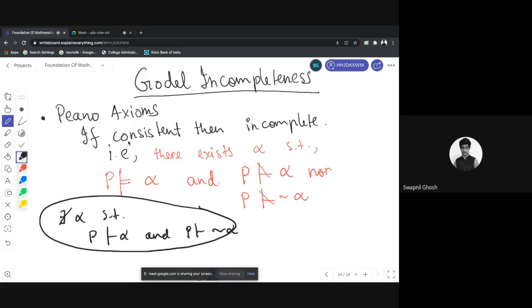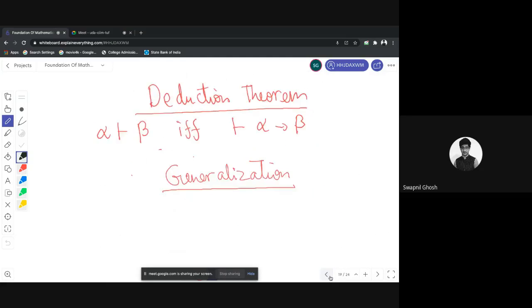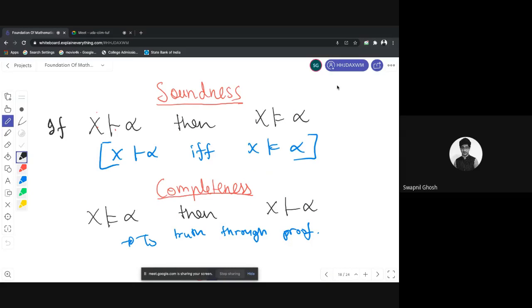So what Gödel's incompleteness theorem says is that, for example, in the case of number theory, if the number theory axioms are consistent, then it's incomplete, which means that there exists an alpha such that alpha may be true, but neither alpha nor not alpha is provable from P. Notice you might think that I said x turnstile alpha if and only if x double turnstile alpha, but note that was only for propositional logic or first order logic. Whenever we bring in extra axioms to try to do mathematics, that thing changes. This is not always the case.